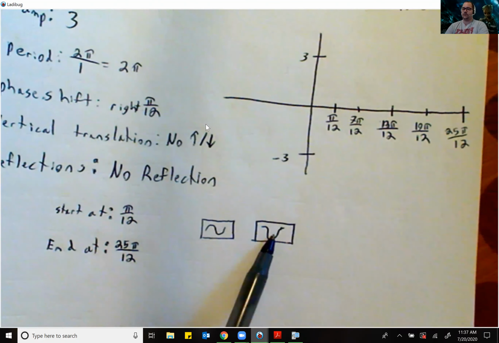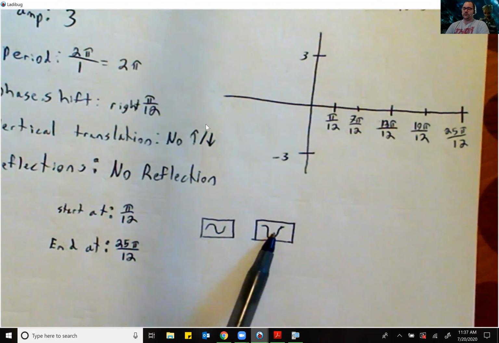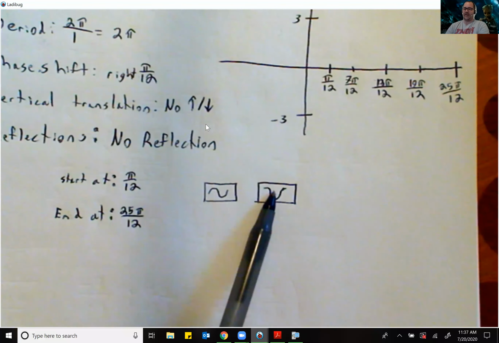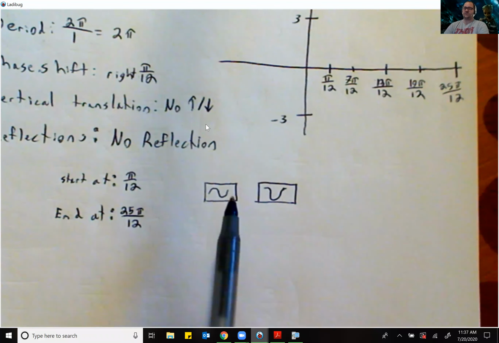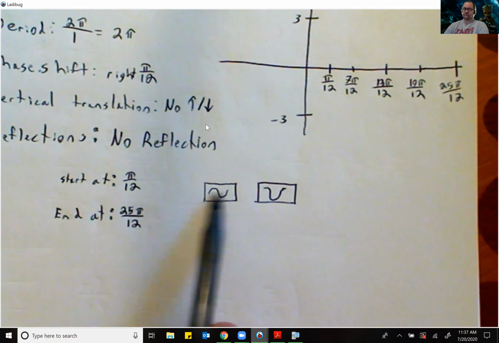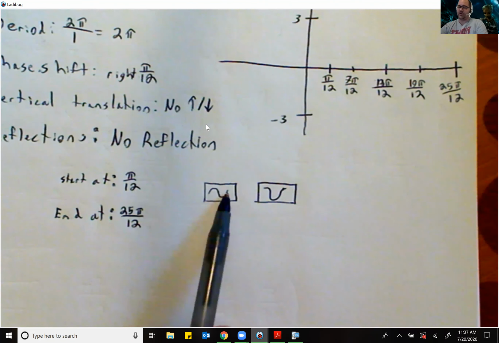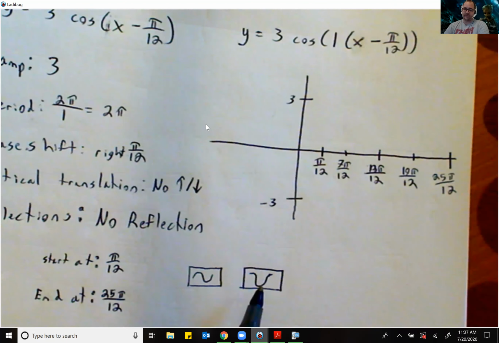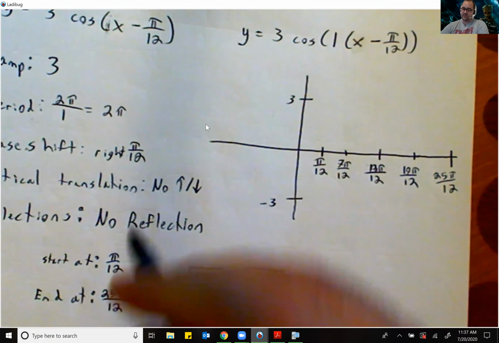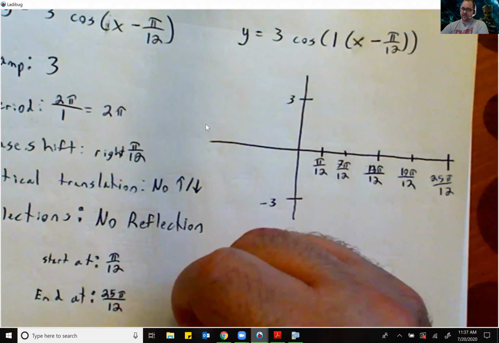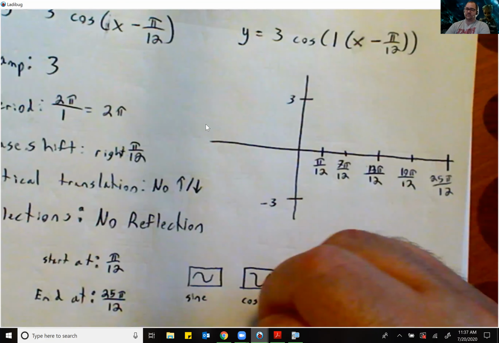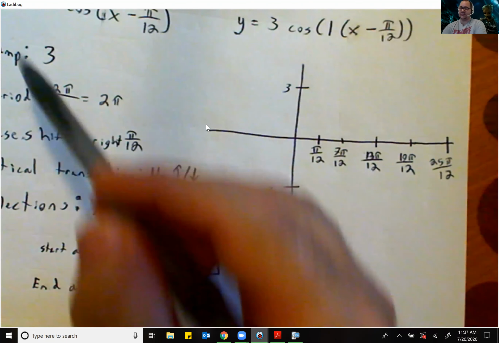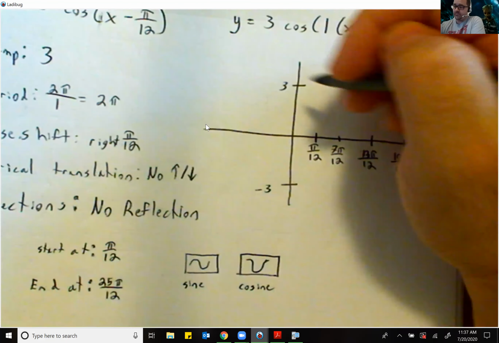So cosine starts up at the amplitude and then travels down and then back up. Sine graphs start on the axis. So we're going to come up here, and you guys should have selected this button. This is the sine. This is the cosine. So you select this. You put in your information, and then this is the graph that it will kick out for you.